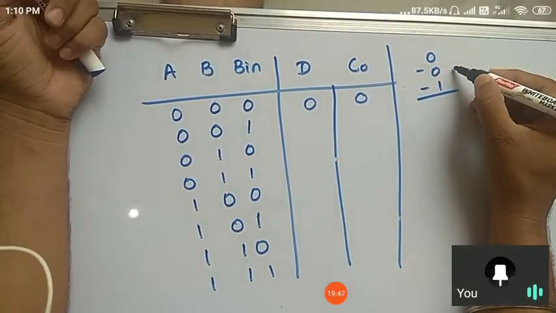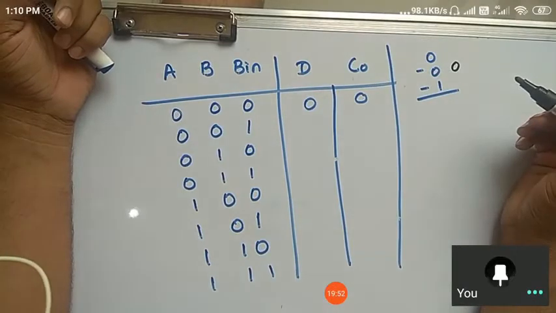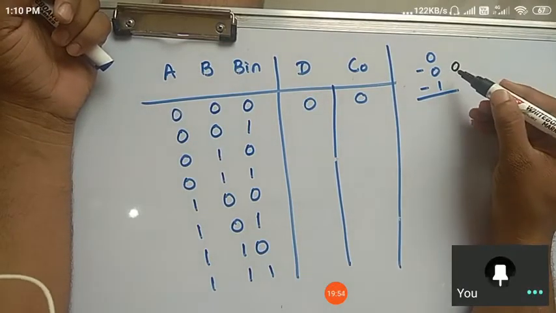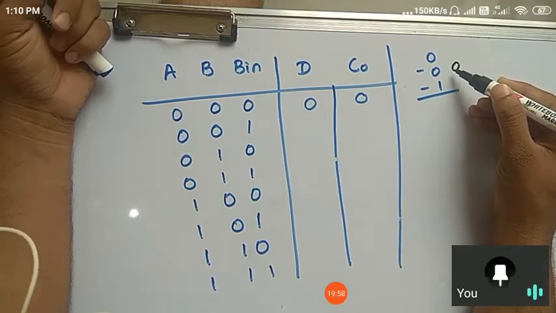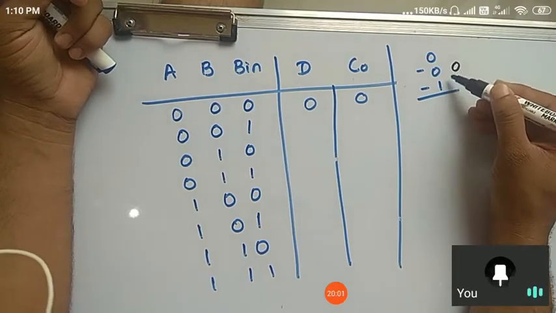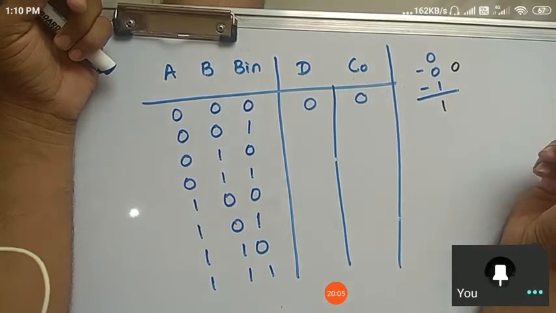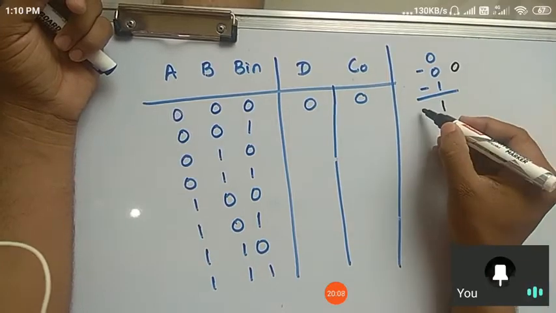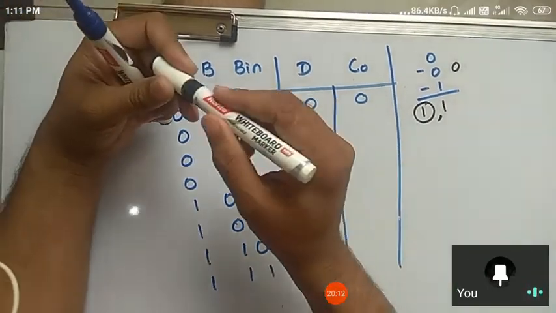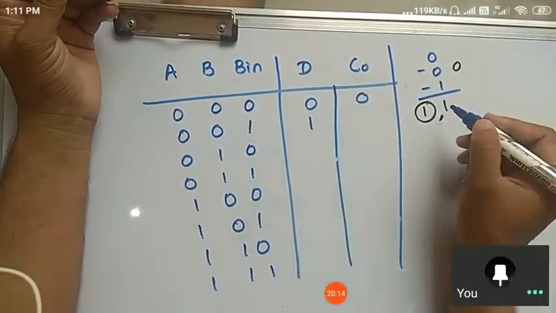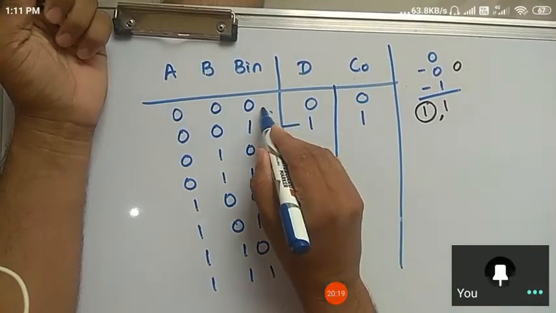This 0 minus 0 is 0, then 0 minus 1. Now A minus B, and A is smaller, so obviously we know that borrow will be generated. So 0 minus 1, what is the difference? Difference is 1, and this A is smaller, so that's why borrow will be generated, right? So difference is 1 and borrow is also generated for this case.